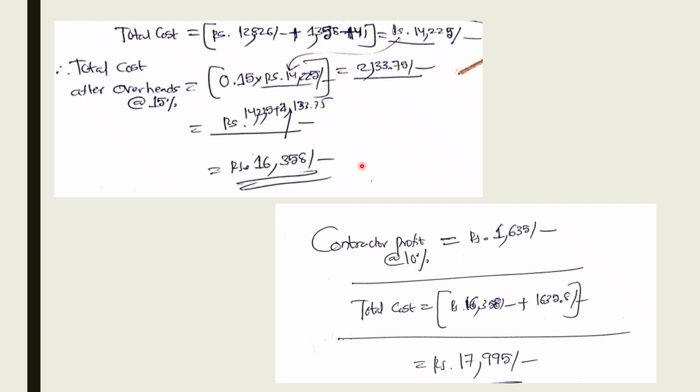16,358 rupees. And in this, the contractor profit is minimal, consider 10%. So 10% of 16,358 is 1635, and adding the overall total cost and contractor profit we get 17,995.